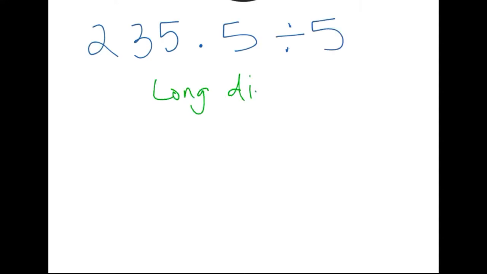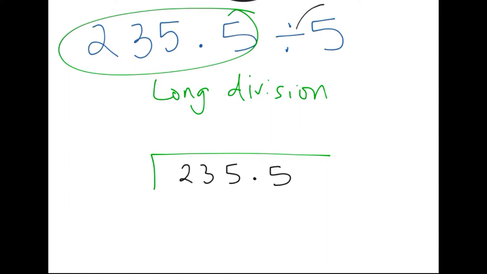Let's use the long division. Whenever you do the long division, the dividend always has to go on the inside and the divisor always goes on the outside. The very first thing I have to do is to move the decimal point up. Very important. Keep it in the same vertical line.